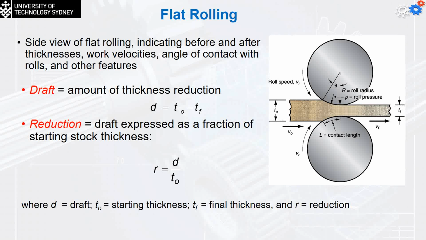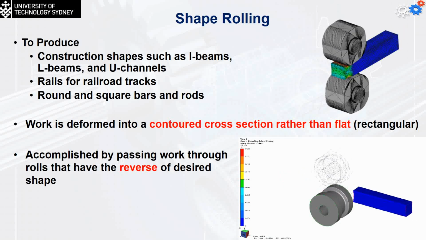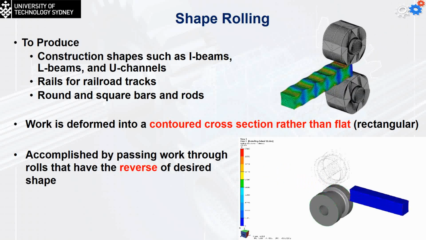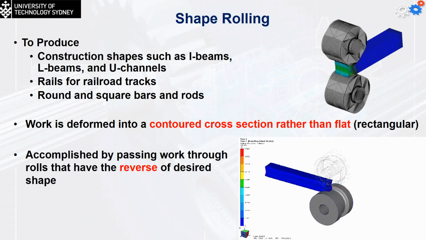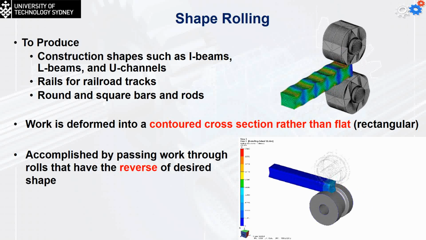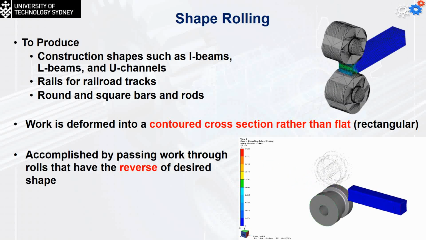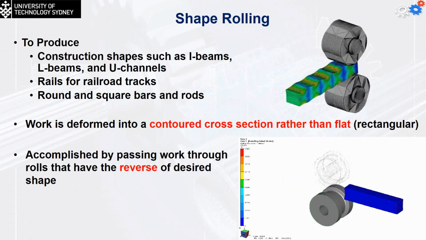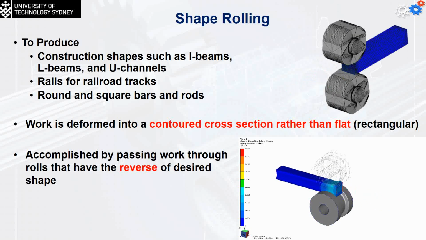The other process is called shape rolling. In this case, the rollers are not going to be a pure cylindrical shape. They have a negative shape of the part I would like to form. Shape rolls are used to produce construction shapes such as the I-beam, the L-beam, and the U-channels, the rails for railroad tracks, and round and square bars and rods. Usually the work is deformed in the contour cross section rather than the flat shape, accomplished by passing the work through rollers which have the reverse of the desired shape of my work.